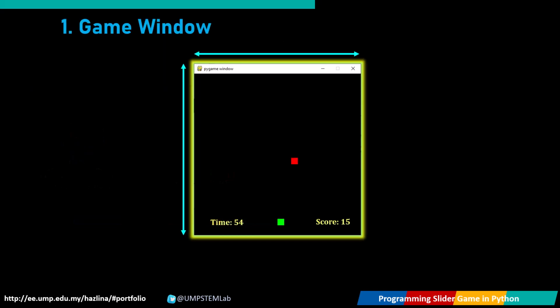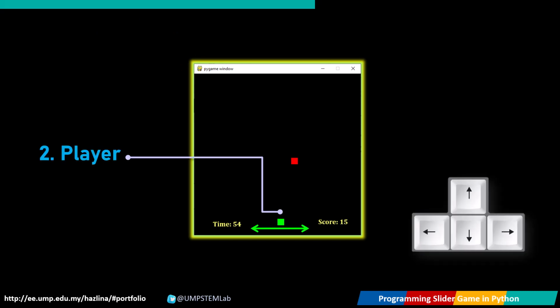In general, there are 5 elements in our slider game. The first is the game window. The window is fixed in size and is defined in height and width. Second is the player. The player has a fixed size throughout the game and can only move in the X direction. It is controlled by the keyboard.